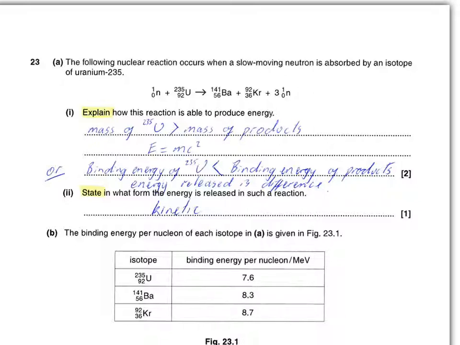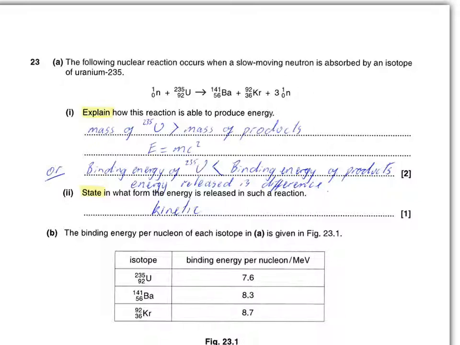Ask the chemists. Of course, we know that in between there's a stage where we've got the uranium-236, so the neutron's absorbed by uranium-235, it becomes uranium-236, that then undergoes fission. We've got to explain how the reaction is able to produce energy, and all we need to say is that the mass of the uranium-235 is bigger than the mass of the products, and therefore by E equals mc squared we end up with energy being released because we've dropped mass.